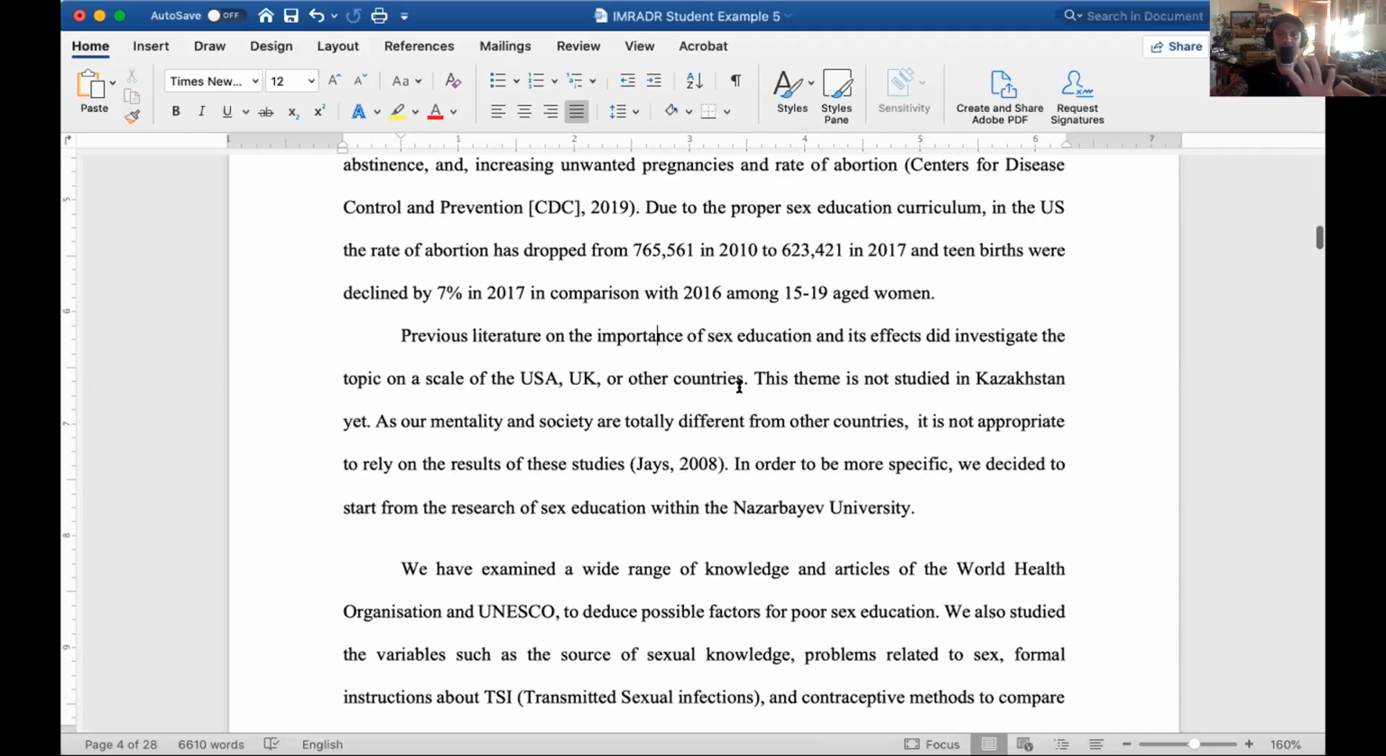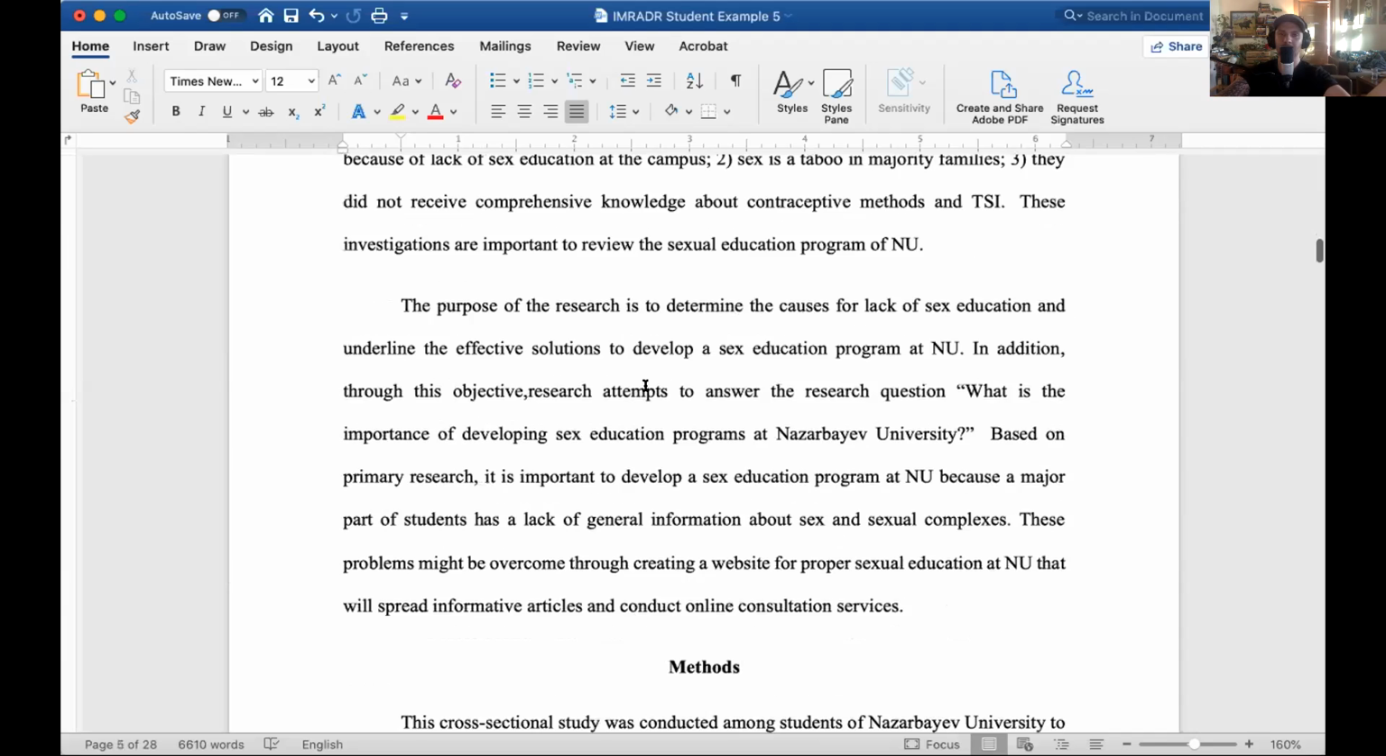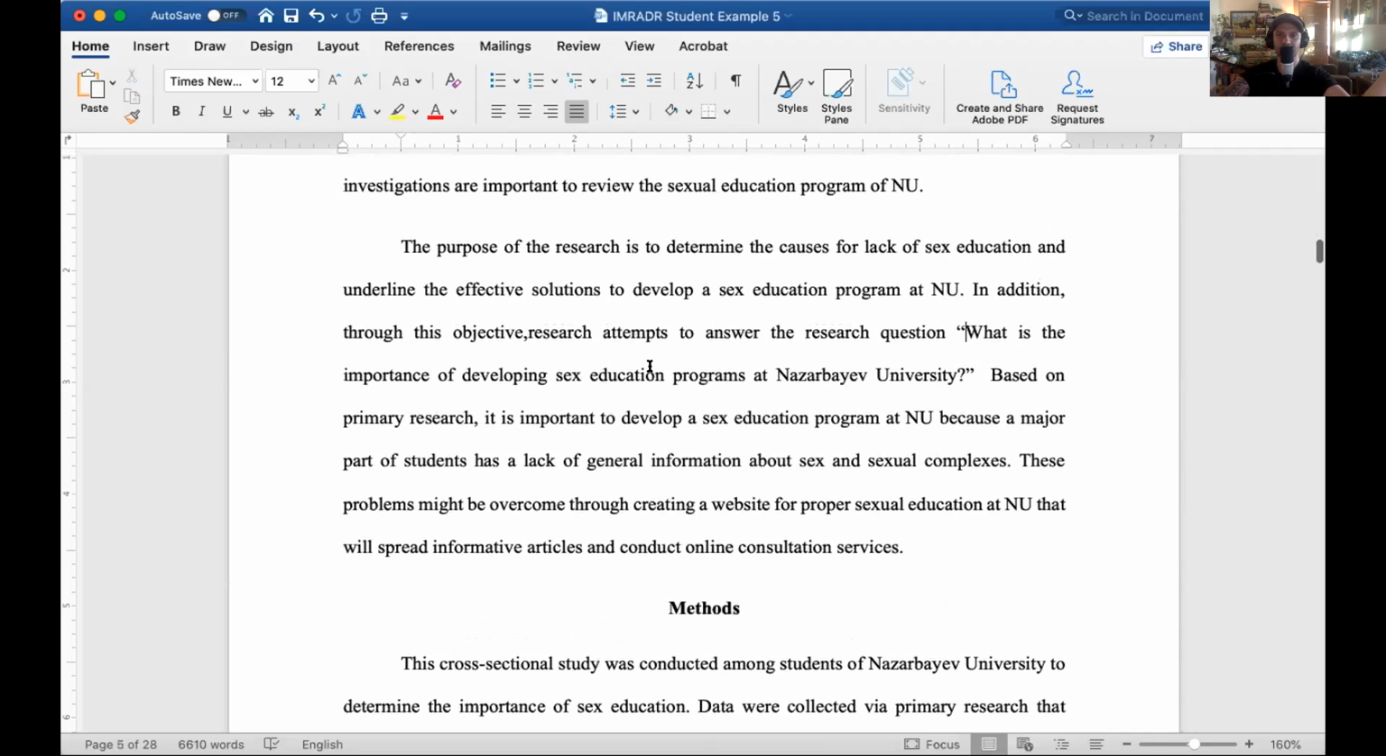But anyway, the main problem that the two researchers here focus on is the lack of adequate sex education at NU. That's their main problem. And their question is, what is the importance of developing sex education programs at Nazarbayev University? Okay.